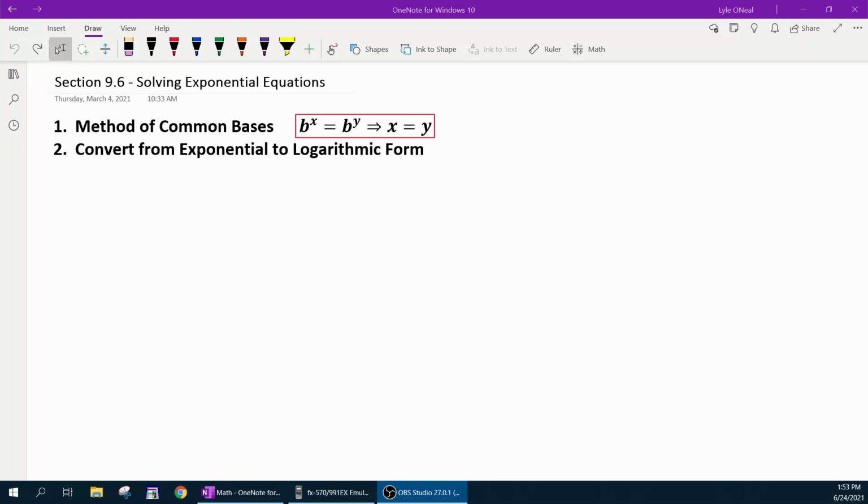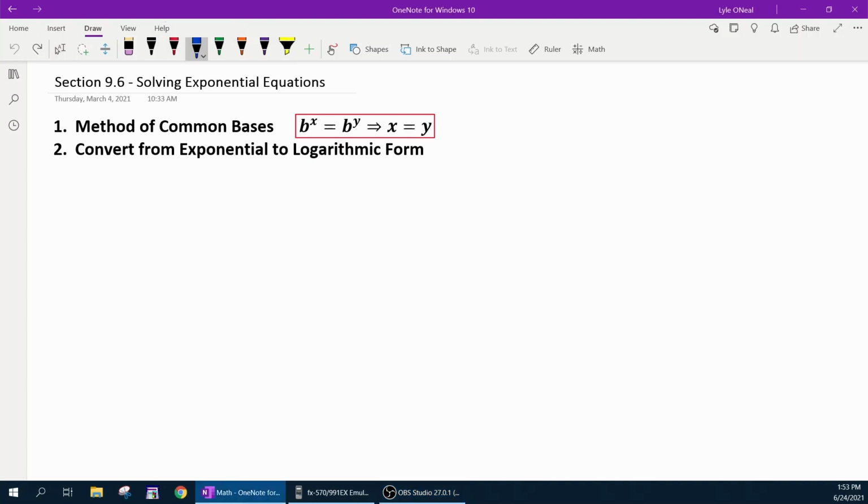Hello and welcome to our lesson on solving exponential equations. This is going to be from section 9.6 in our text. Let's get started. We're going to look at two techniques for solving exponential equations in this lesson.